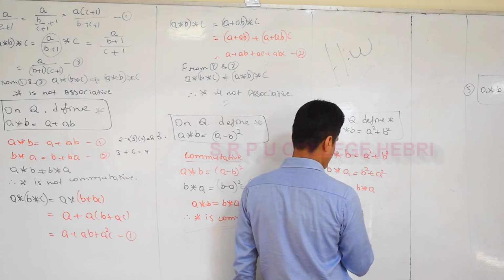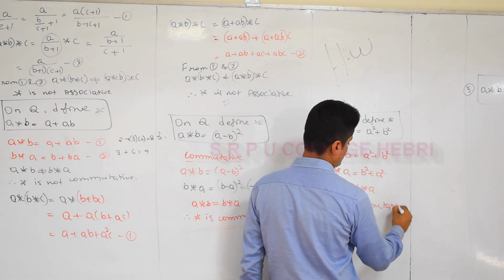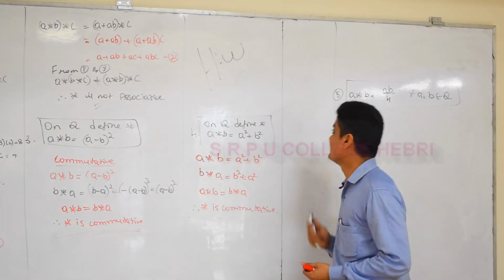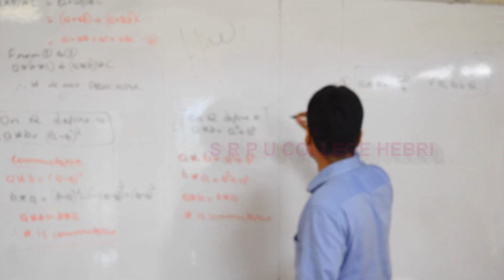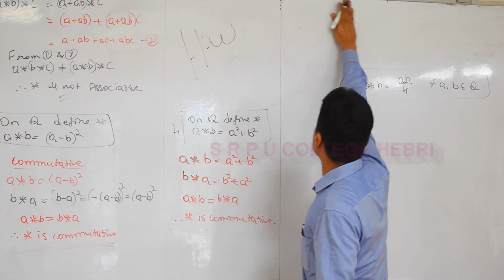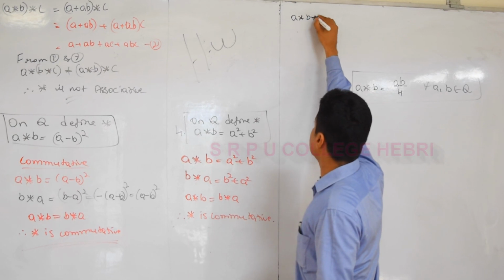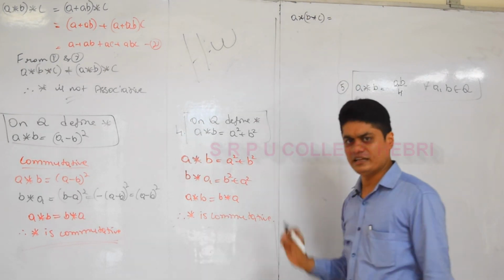So star is commutative. Only one simple part is left to check, whether it is associative or not. You can check like this. What is the part? A star B star C. This part I will take.